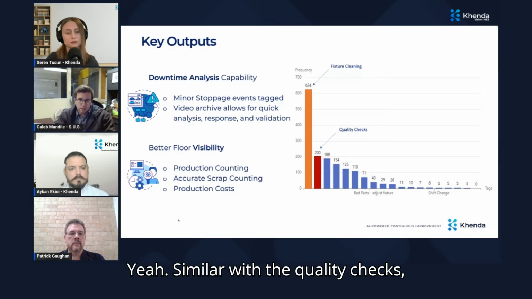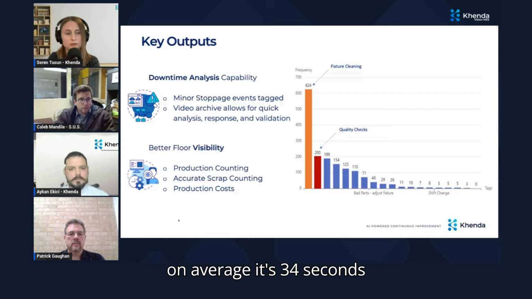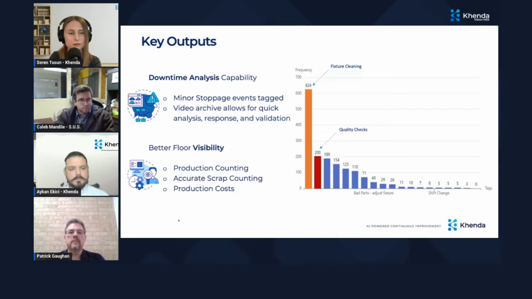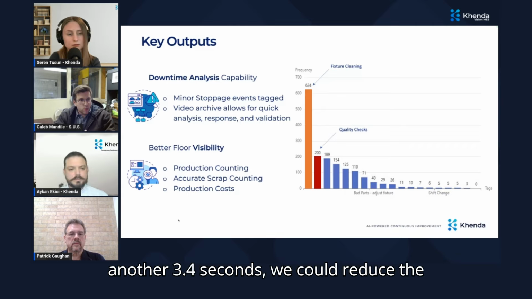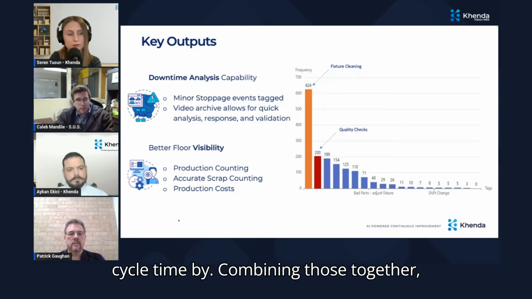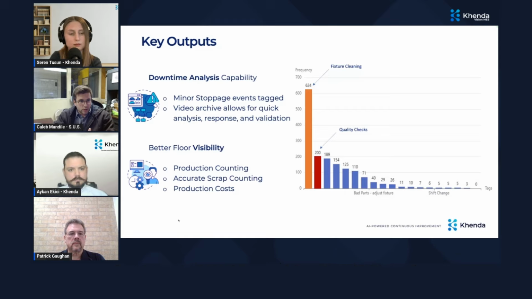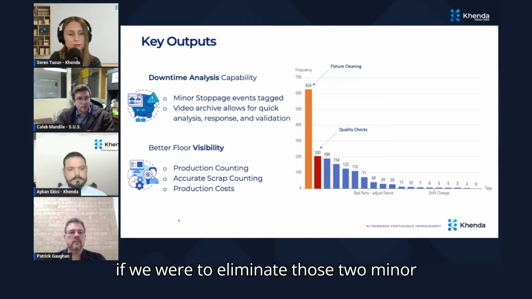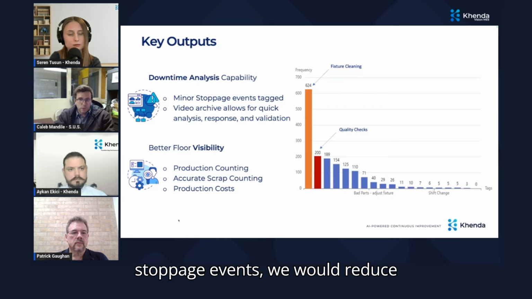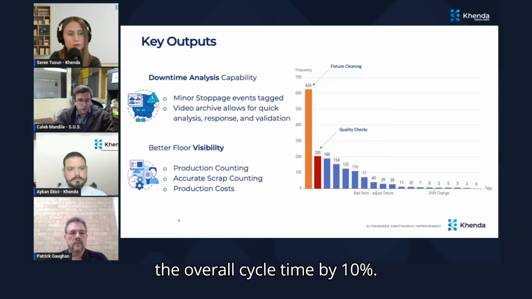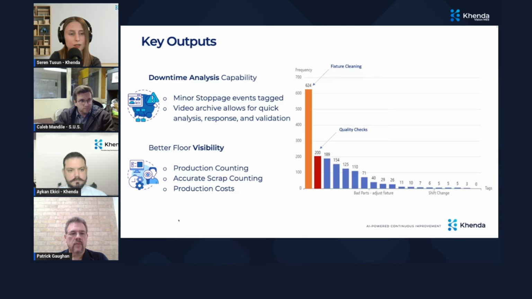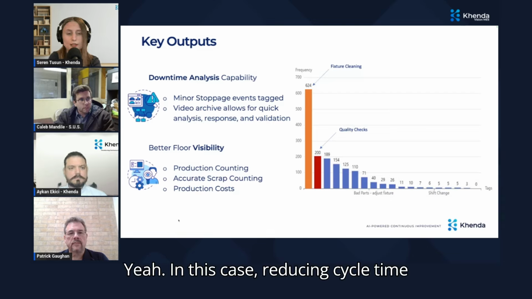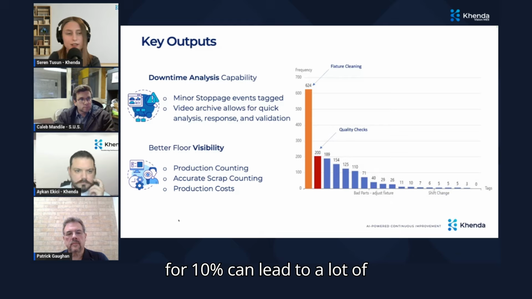Similar with the quality checks. On average, it's 34 seconds additional cycle time every 10 cycles. So that's another 3.4 seconds we could reduce the cycle time by. Combining those together, if we were to eliminate those 2 minor stoppage events, we would reduce the overall cycle time by 10%, so 80 seconds down to 72 seconds. In this case, reducing cycle time by 10% can lead to a lot of productivity gain, I guess.